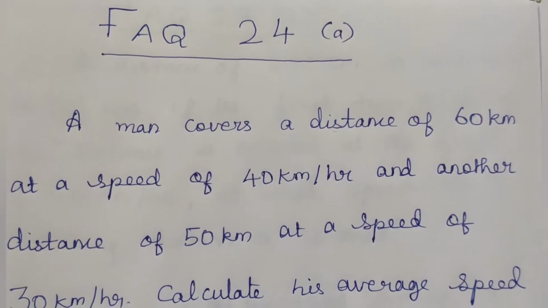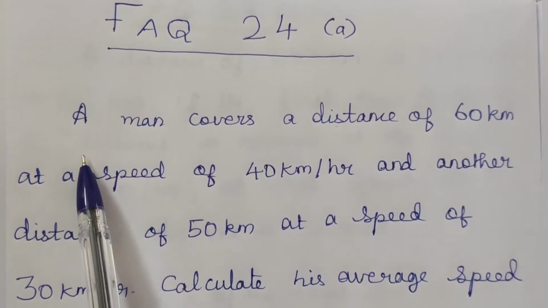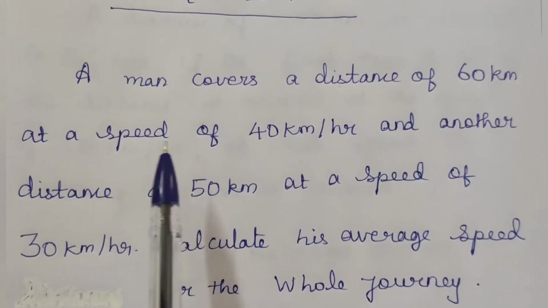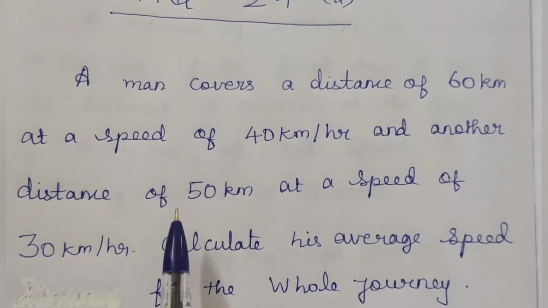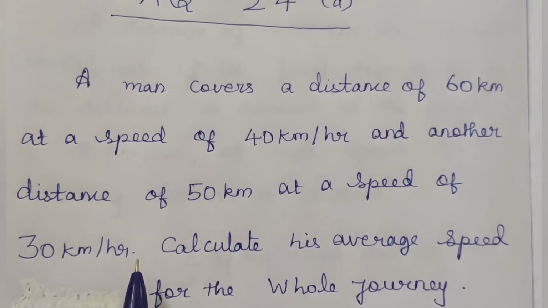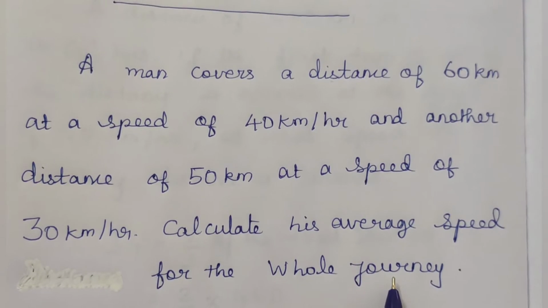FAQ, frequently asked questions in these exams. Question: a man covers a distance of 60 km at a speed of 40 km per hour and another distance of 50 km at a speed of 30 km per hour. Calculate his average speed for the whole journey.